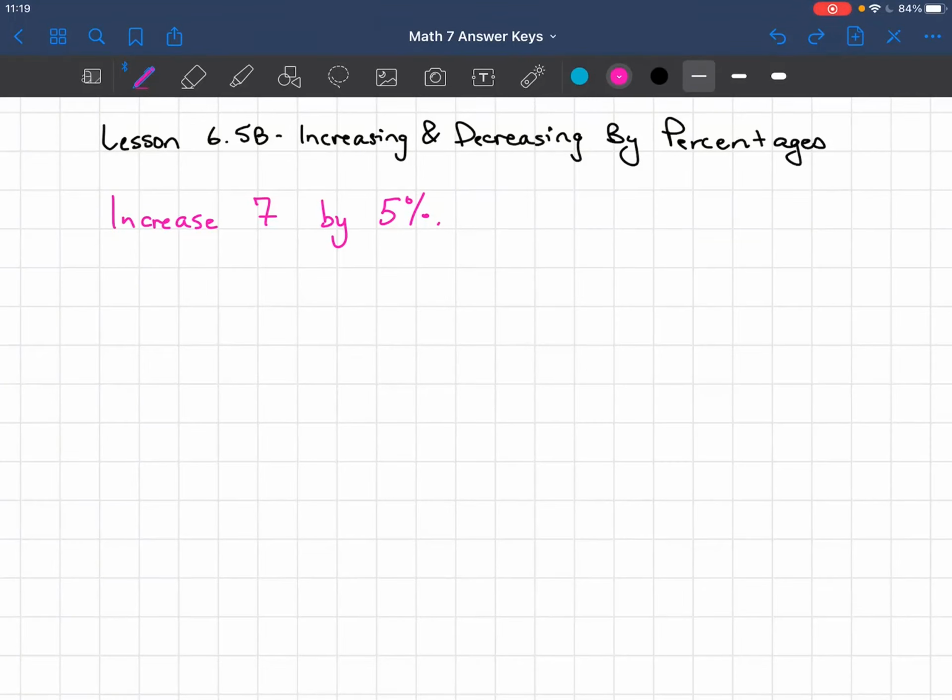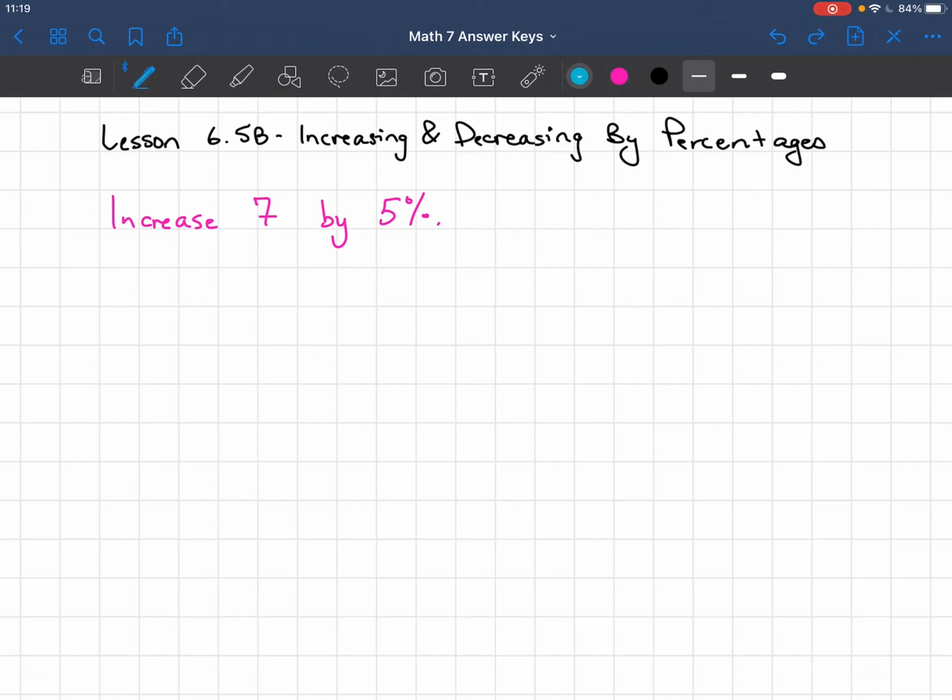Hi Math 7, today we are starting on lesson 6.5b, which is increasing and decreasing by percentages. So yesterday we discovered how to find the change in percentages. Today we're going to be answering questions like, how do you increase 7 by 5%?